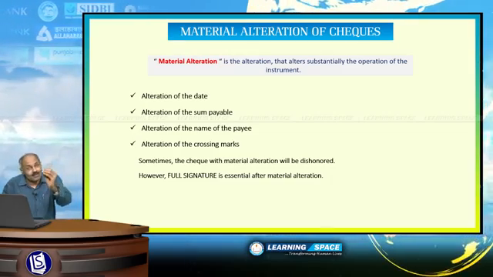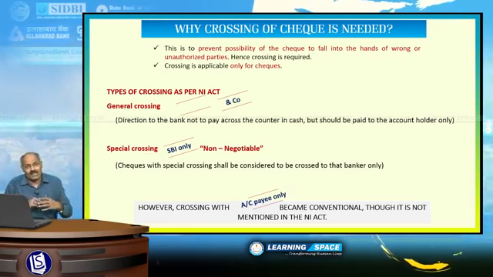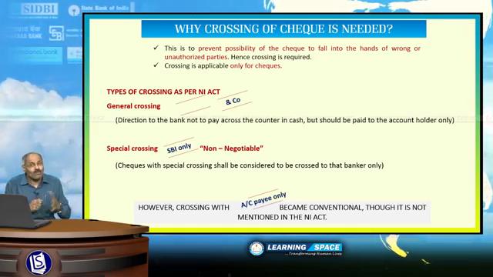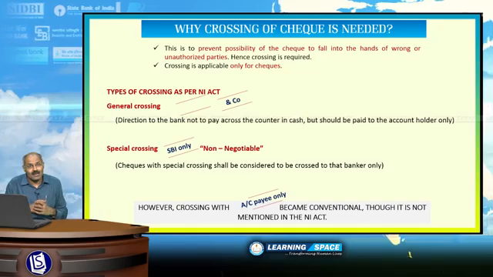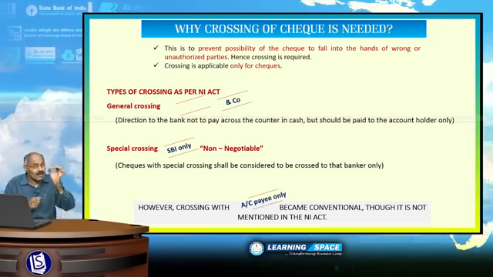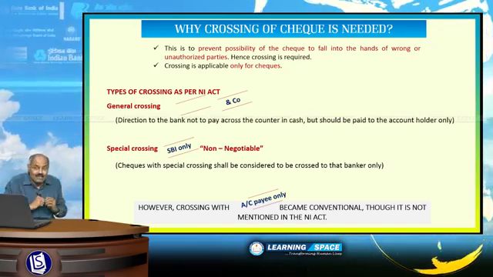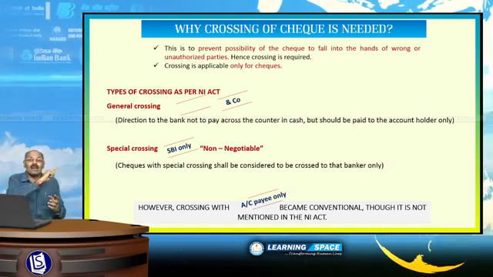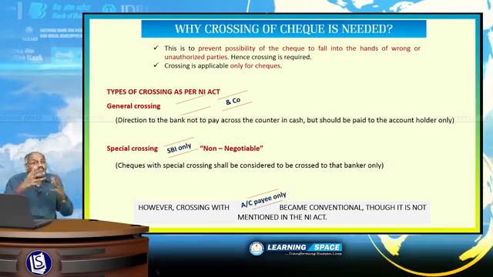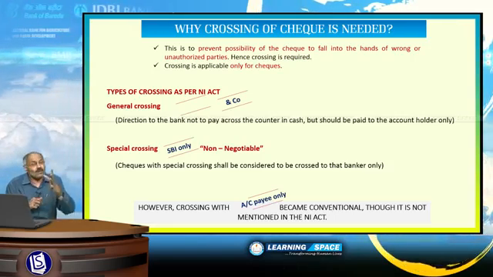Right friends, look at what is meant by crossing and why crossing is needed. The crossing of the check is just 2 transverse lines over the face of the check. As per the Negotiable Instruments Act, it is written as "and co." As per the Negotiable Instruments Act, 2 transverse lines as well as "and co." were written, but now the present practice is 2 transverse lines and account payee only. Conventionally, if you write account payee only, it is categorized as a crossed check.